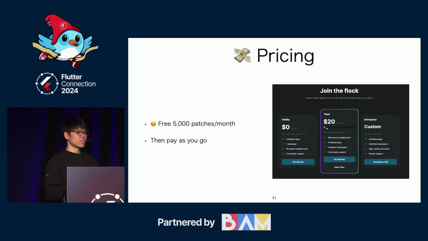So the pricing of Shorebird is really generous. You get 5,000 patches every month for free, and after that, it's pay as you go. The hobby plan includes one developer, so if you want to invite other developers to your Shorebird account, you must use the team plan, which includes unlimited developers.